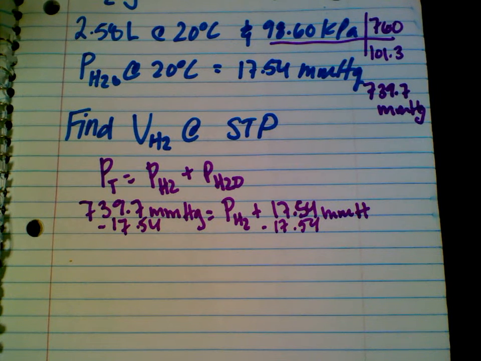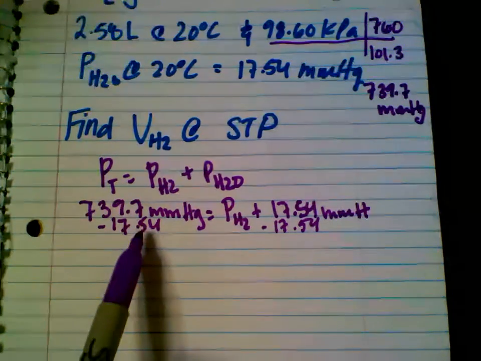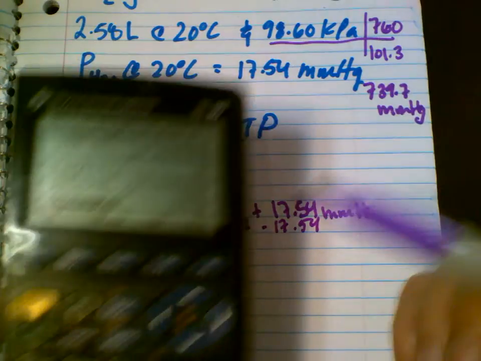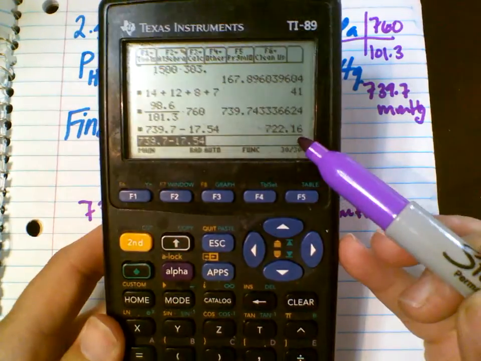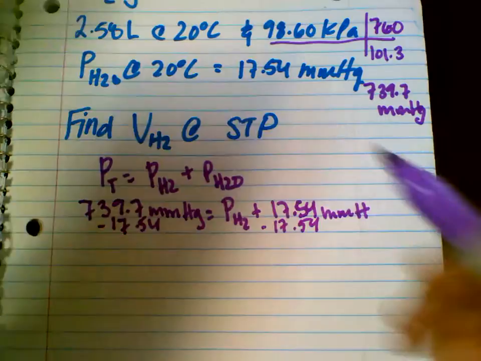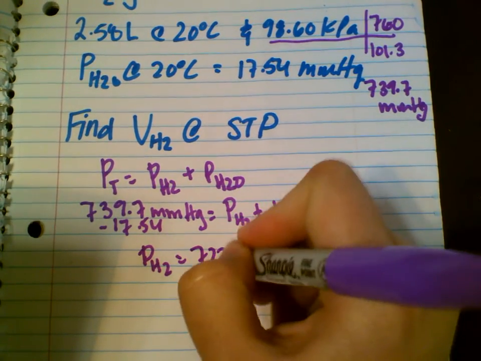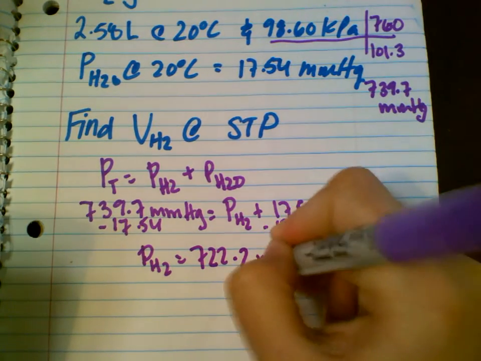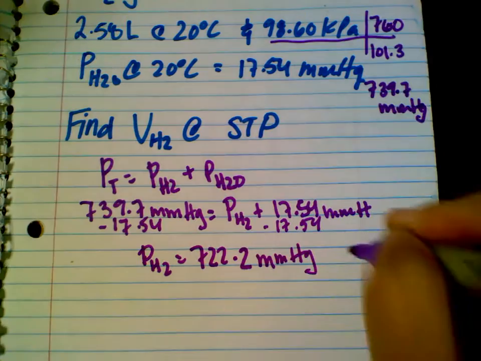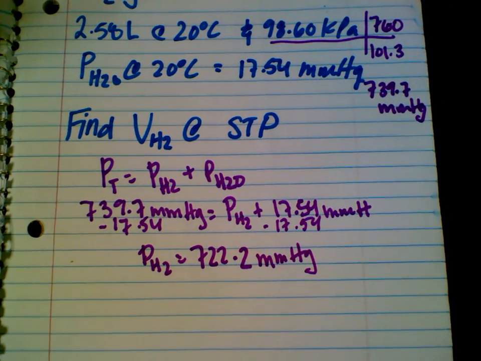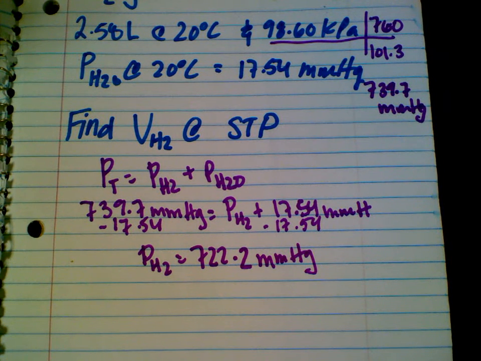So I'm going to put it in my calculator. For sig figs, because I'm subtracting, I'm going to round to one decimal place. So in my calculator, I got 722.16. I'm going to record my pressure of hydrogen is 722.2 millimeters of mercury. So now the second part of this asks, find the volume of hydrogen gas at STP.